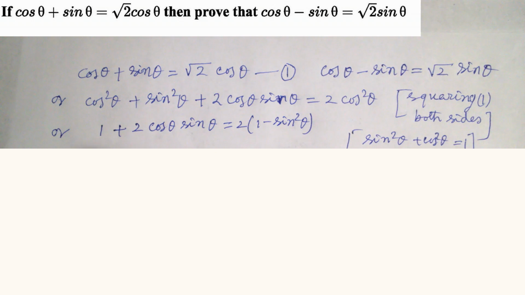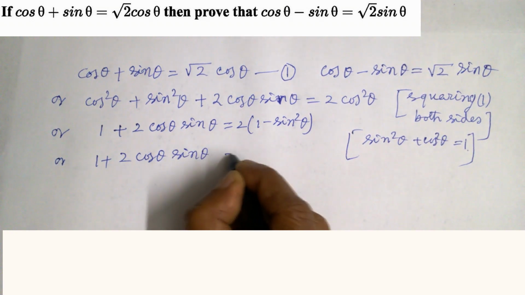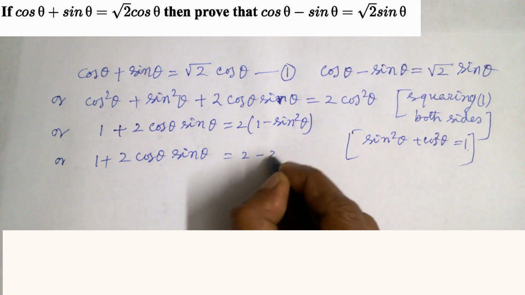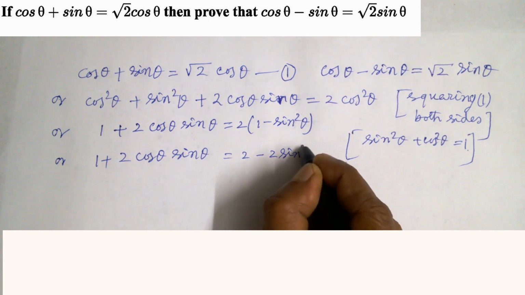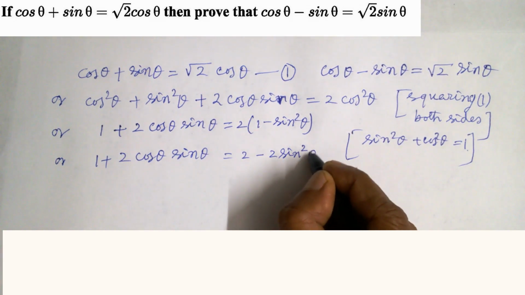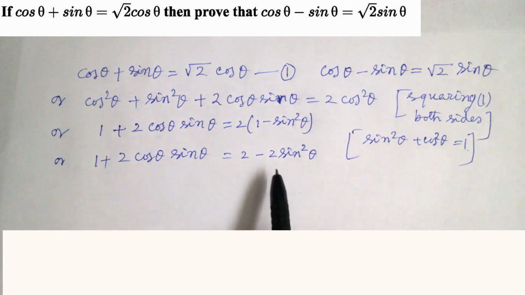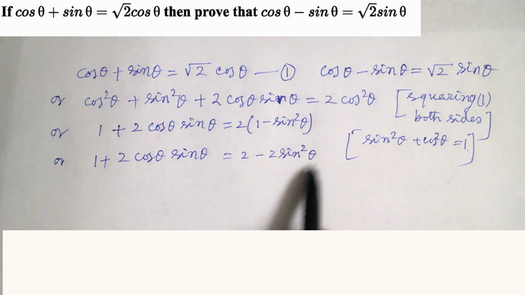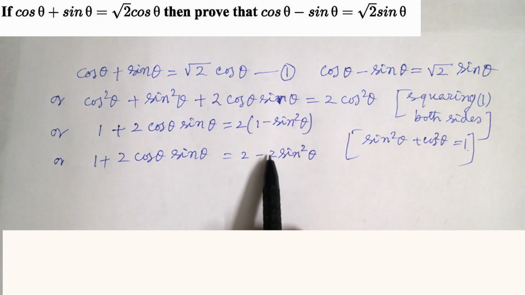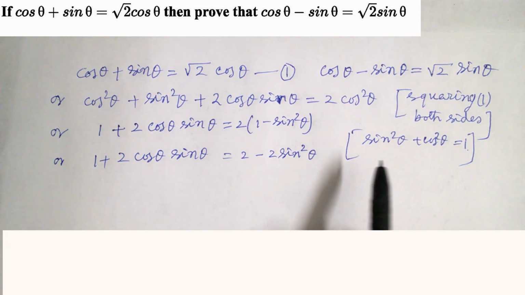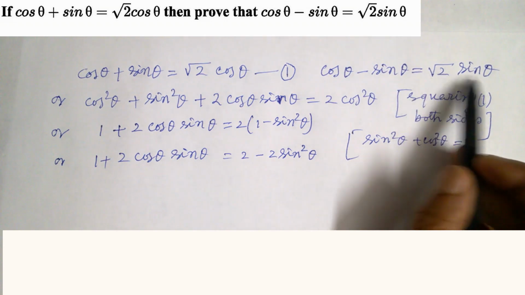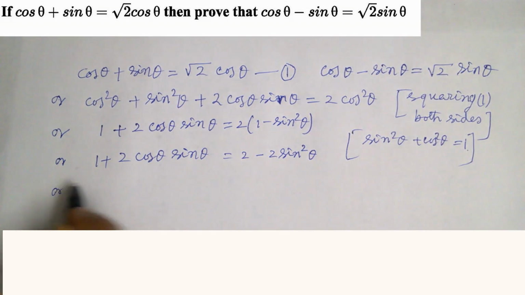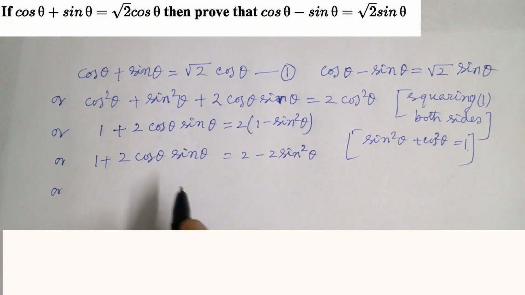Now expand the right hand side: 1 plus 2 cos theta sin theta is equal to 2 minus 2 sin square theta. So we have got 2 with sin square theta. Whenever we take the square root, it will be root 2 and sin theta. Obviously we will have root 2 sin theta. Now adjust other things. How to do this?